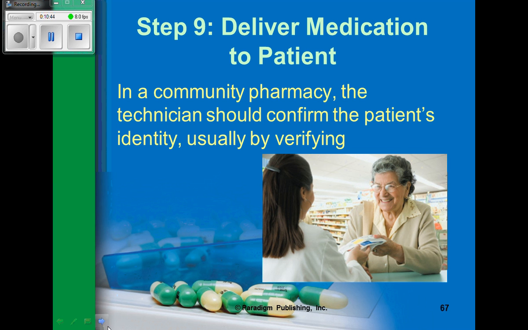In step 9, in a community pharmacy, the technician should confirm the patient's identity, usually by verifying the address or the date of birth. So when a patient comes into the pharmacy to pick up a medicine, you should always say, what is your date of birth? You always want to verify the date of birth and the address to ensure you are giving them the correct bag of medications. Once the patient identity is correct, the pharmacy tech should tell them the number of medications they have or may expect to receive.